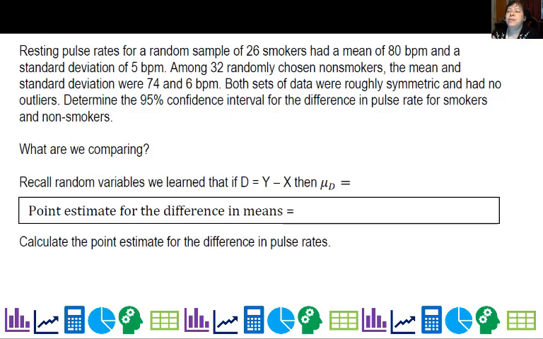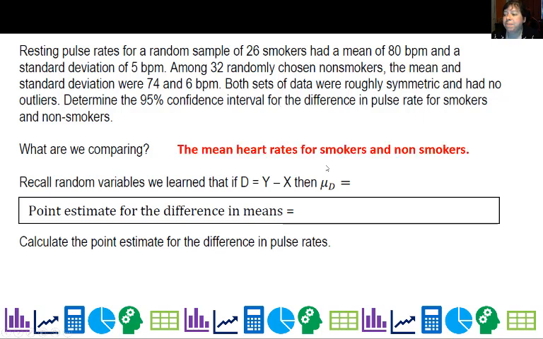All right, so we're looking at resting pulse rates for a random sample of 26 smokers, and they had a mean of 80 beats per minute with a standard deviation of 5 beats per minute. Among 32 randomly chosen non-smokers, the mean and standard deviation were 74 beats per minute and 6 beats per minute. Both sets of data were roughly symmetric. Notice they're telling me some conditions here, and had no outliers. So that's very important when we're doing this. Determine the 95% confidence interval for the difference in pulse rate for smokers and non-smokers.